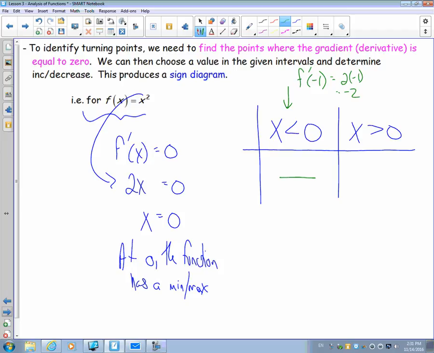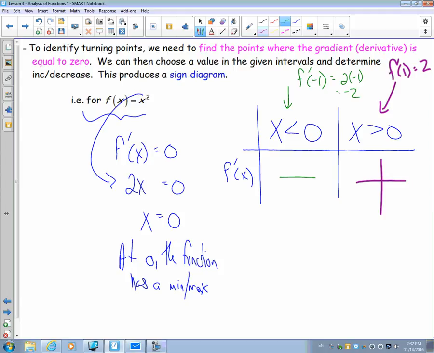Then I'm going to pick a value that fits into this category, something bigger than 0. Let's try 1. Let's try f prime at 1. What do I get there? I get a +2. All I care about is the sign here, okay, guys? So this is my derivative. That's what happens when I put a number in there.